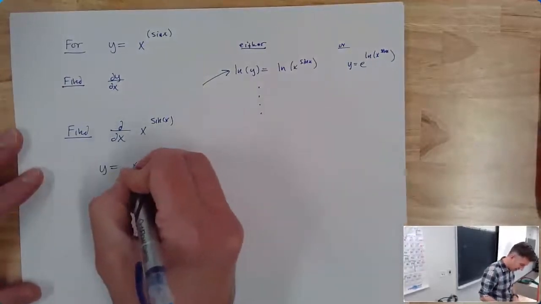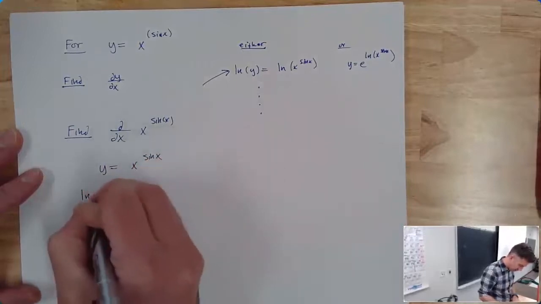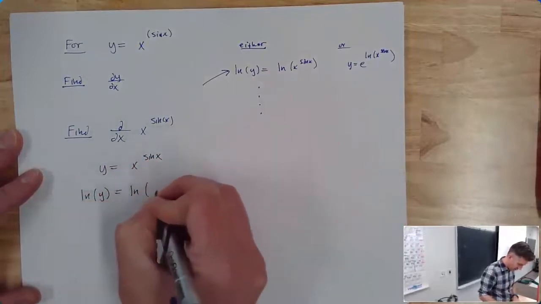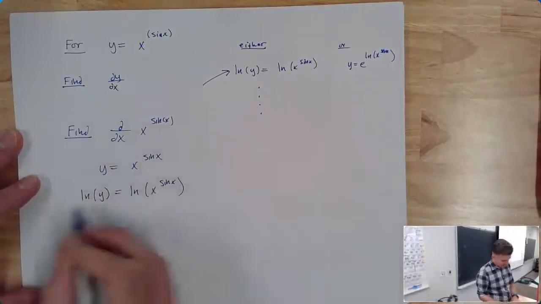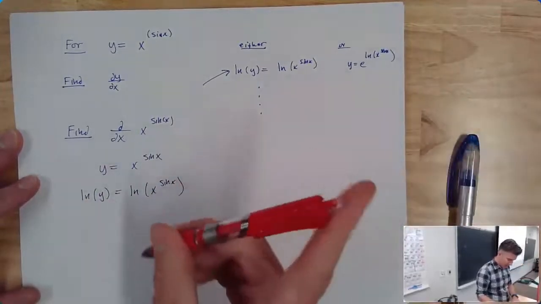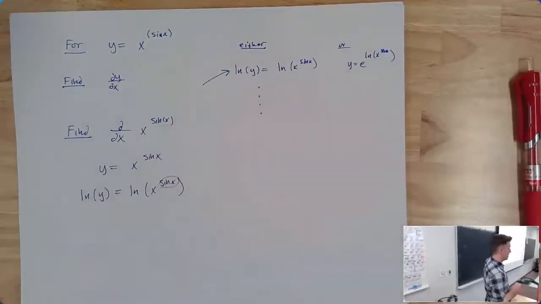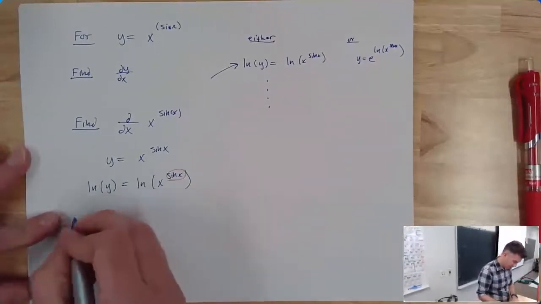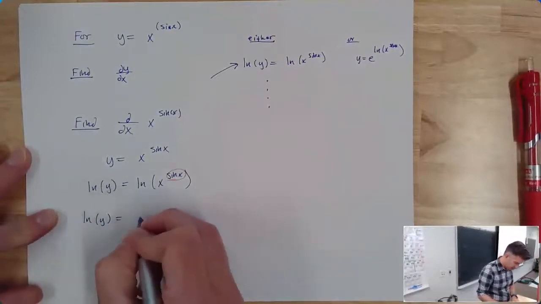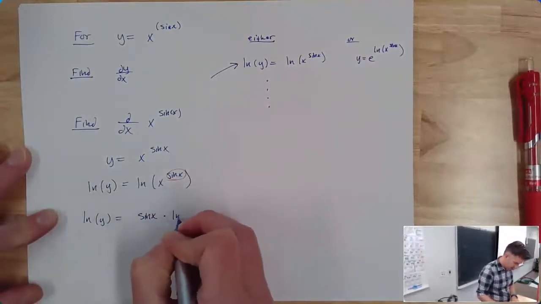So y equals x to the sine of x. The natural log of your function equals the natural log of your function. We took the natural log of both sides so that we could bring this power down. And that's just a general thing, right? If you see a variable in your exponent, regardless of whether you're differentiating or maybe doing a limit later on with L'Hopital's rule, it is often a technique to say, well, I don't like that. I'm going to take the natural log of both sides so I don't have a variable in my exponent. And then we're going to bring it down. We've got sine of x times the natural log of x.